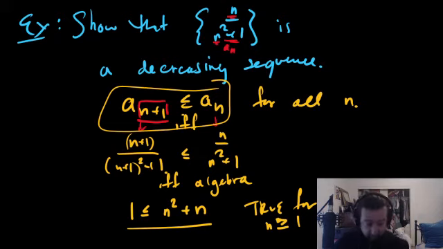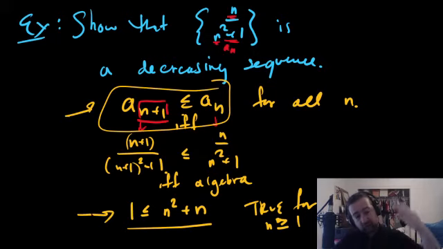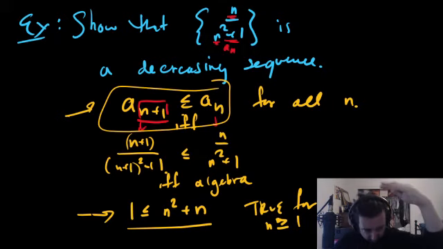Okay, so the logic here is you start with what you want to hold, you find some true fact, and because all you did was algebra, the first true fact is true if and only if the last one is, and you can just leave it like that.